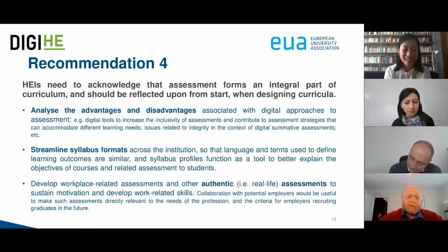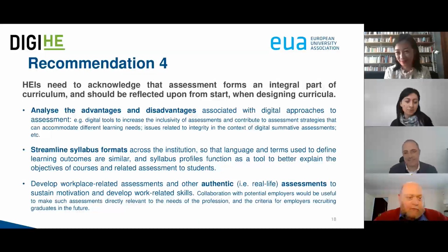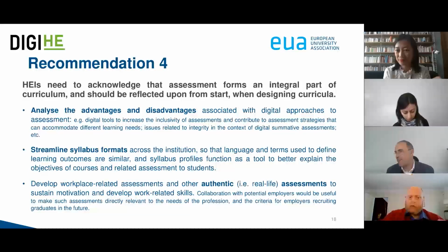Thank you. Brilliant. Okay, thank you. So I'll be quite brief with these, so we can have more time for discussion. But the fourth recommendation was that we need to acknowledge that assessment is an integral part of the learning process. So changing our ideas from assessment of learning to assessment for learning or assessment as learning. So assessment forms part of the ongoing learning process that students undertake.